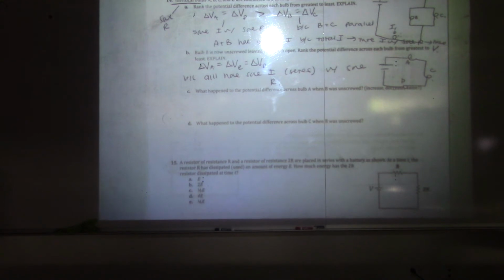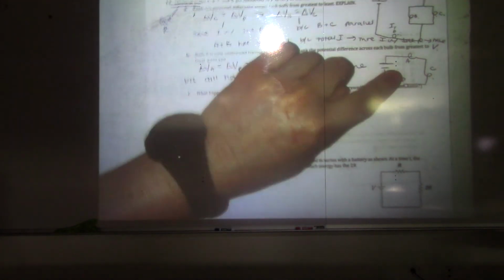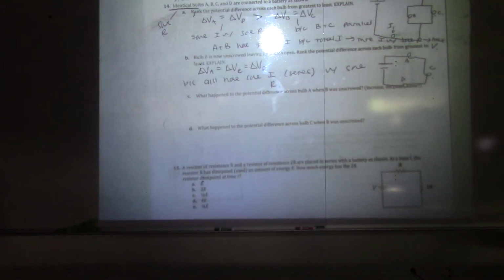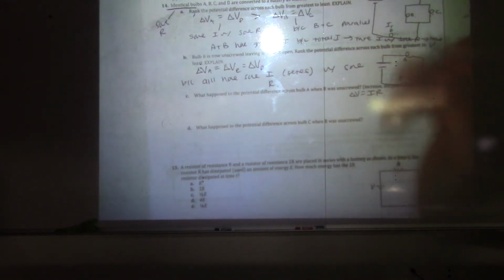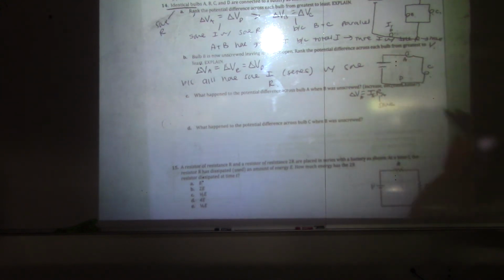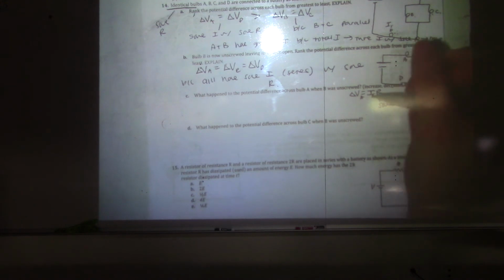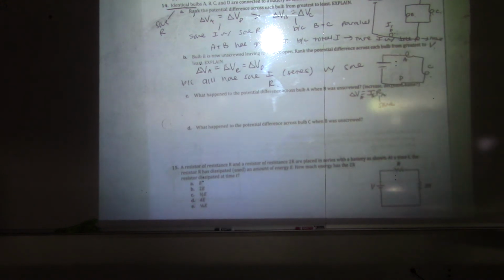What happened to the potential difference across A when bulb B was unscrewed? This is saying, okay, from this one to this one, what happened to the potential difference? Did it increase, decrease, stay the same? So think about it, your potential difference is just I times R. The potential difference across A is the current through A times the resistance of A. The resistance of A stayed the exact same. The current through A did not necessarily stay the exact same. So that's really what I'm asking here. What happened to the current through A?